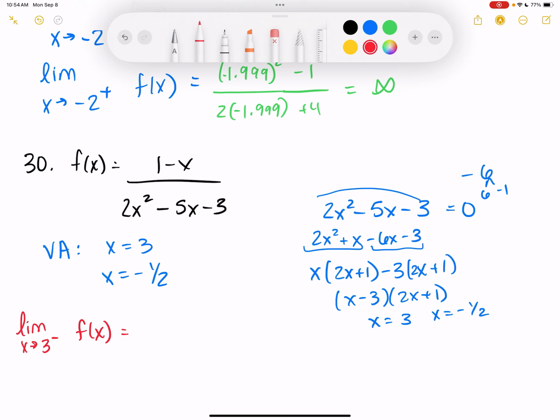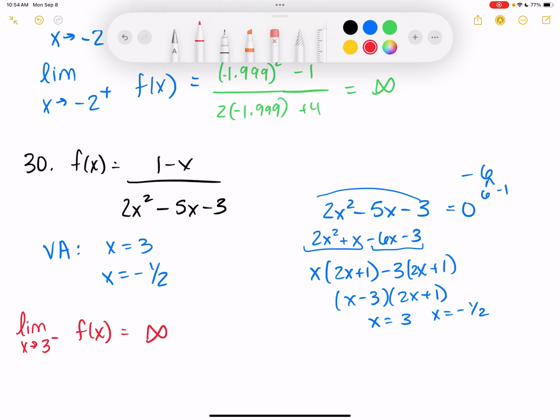So I would do something like 3 from the left, 2.99. So 1 minus 2.99 divided by 2 times 2.99 squared minus 5 times 2.99 minus 3. And it's not a huge number, but obviously I'm only dealing with a small thing. So that would be going to infinity.